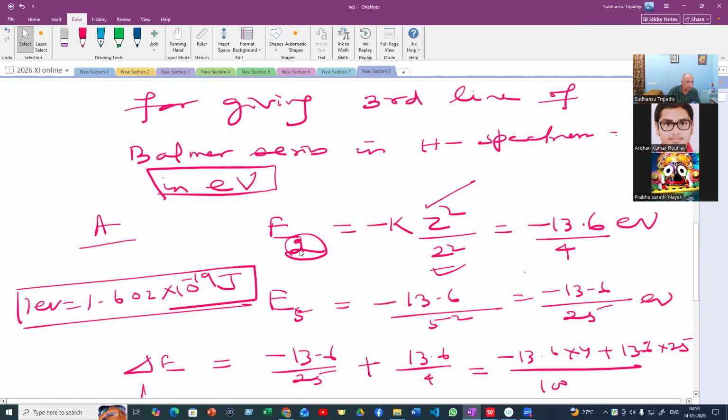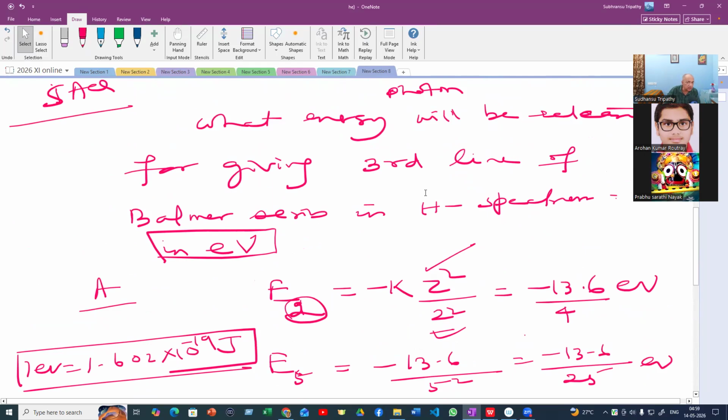Because the third line is the transition from 5 to 2. 2 is the destination shell. 3 to 2, first line. 4 to 2, second line. 5 to 2, third line.